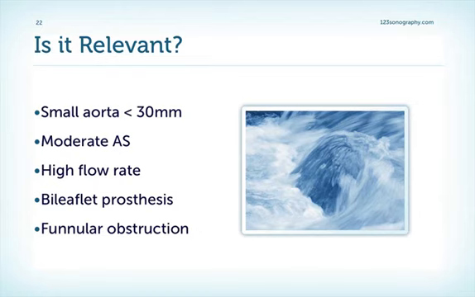If we have underlying high flow rate, for example in hyperdynamic left ventricular function, or perhaps also in aortic regurgitation, or in patients with thyroid disease, or in patients who have tachycardia and very fast heart rate, this might be something that we have to consider. Sometimes we can also encounter this in bileaflet prostheses, or if the patient has a very subvalvular obstruction.